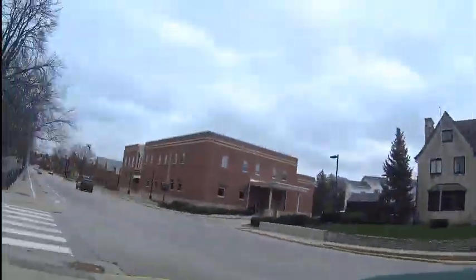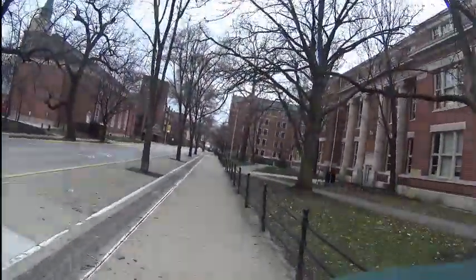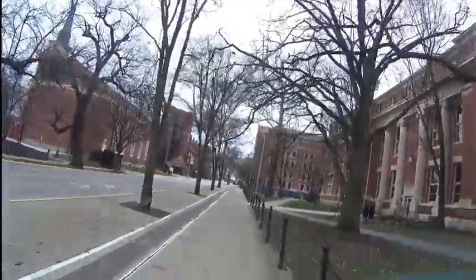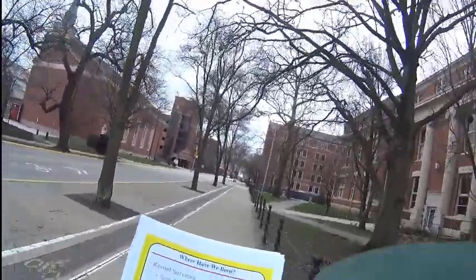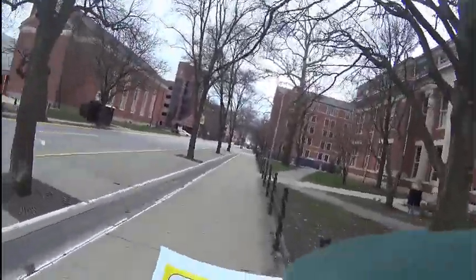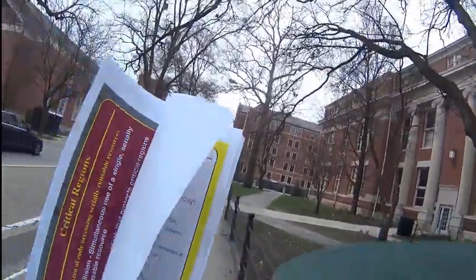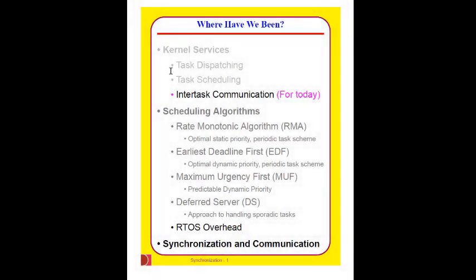We're going to get out and take a little jog around campus, stretch our legs while we review where we've been. We've been primarily focused recently, in the last weeks, on kernel services. Remember, in our hierarchy, a kernel is less than an operating system. It doesn't have all the functionality of an operating system, but it's more than a micro or a nano kernel. And a kernel is responsible for just these three basic functions: task dispatching, task scheduling, inter-task communication.